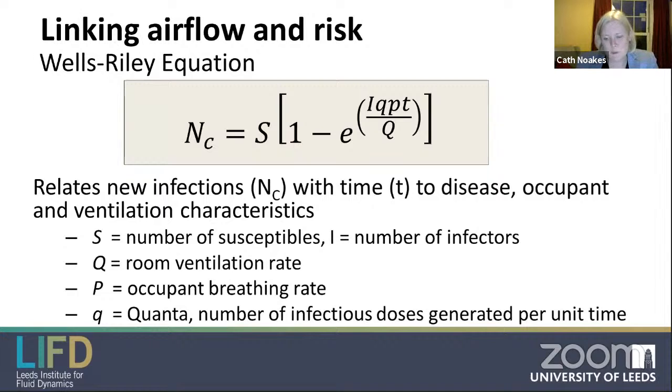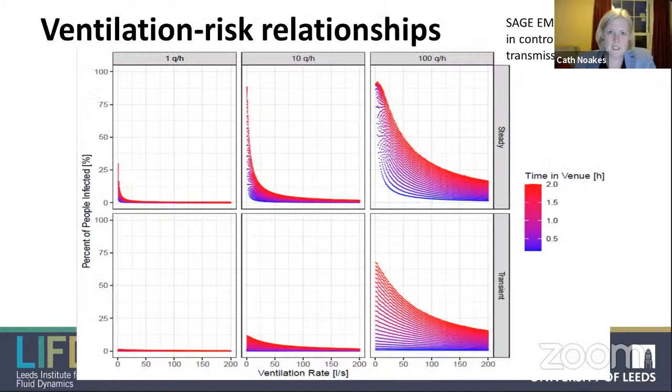It's a little bit of a catch-all parameter, and it gets back-calculated from past outbreaks, but at the same time it gives us a useful way of doing comparisons of risk between different spaces. And just to show you some of the relationships in there for what we think we know a bit about for coronavirus, we've got 1 quanta per hour, 10 quanta per hour, and 100 quanta per hour, the generation rate of infectious doses versus ventilation rate under 2 different conditions, a steady state scenario and a transient scenario.